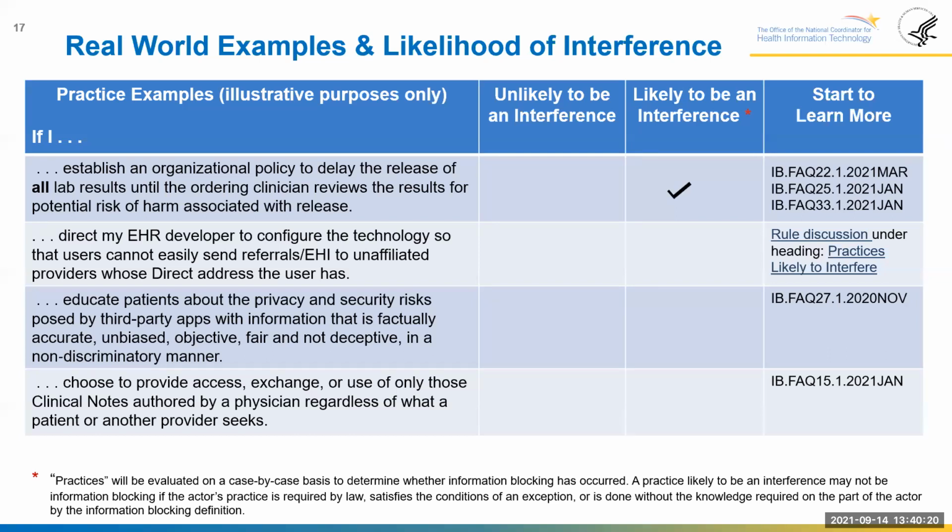So for the harm exception, if the question were, would the harm exception cover this? The answer per our FAQ would be no. Blanket delays that affect a broad array of routine results do not qualify for the exception. It is designed to cover only those practices that are no broader than necessary to reduce a risk of harm to particular patients or other persons.